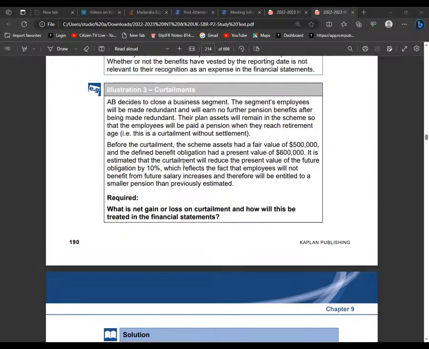It is estimated that the curtailment will reduce the present value of the future obligation by 10%, which reflects the fact that employees will not benefit from the future salary increases and therefore will be entitled to a smaller pension than previously estimated. What is the net gain or loss on curtailment, and how will this be treated in the financial statements? Ladies and gentlemen, this is a very easy question.